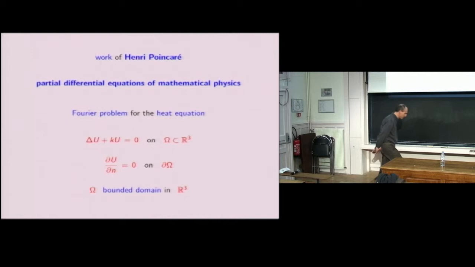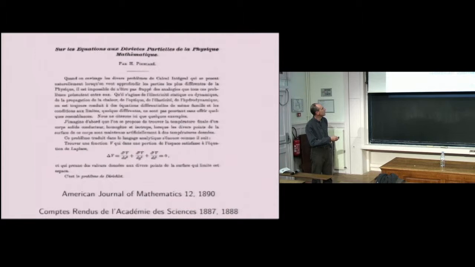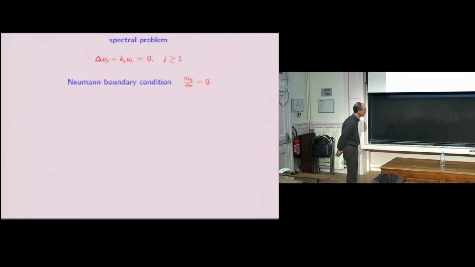And this study of the Fourier problem for the Laplace operator is undertaken in this paper by Poincaré, published in 1890 in the American Journal of Mathematics. And it was announced earlier by two compte-rendu notes. And in this paper, Poincaré, perhaps in a more modern language, is studying this Laplace problem for a sequence of eigenvalues and eigenfunctions with the normal derivatives equal to zero at the boundary.